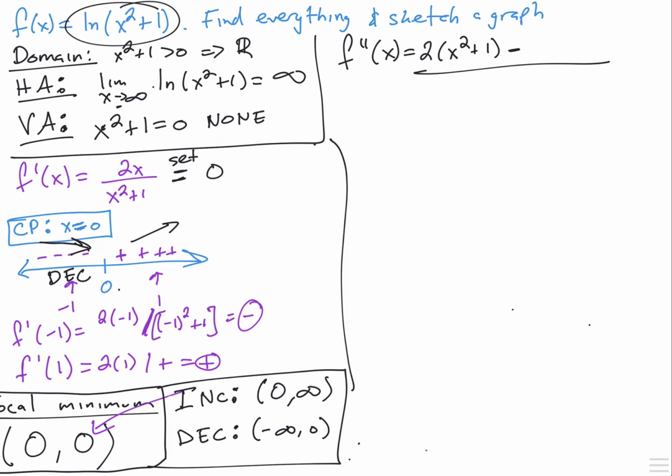So it's going to be the derivative of the top, right, times the bottom. So 2 times x squared plus 1, and then minus 2x times the derivative of x squared plus 1, which is 2x, right? Divided by x squared plus 1 quantity squared. So what is that equal to? That's 2x squared plus 2 minus 4x squared. So what is that? Negative 2x squared and then plus 2, right?